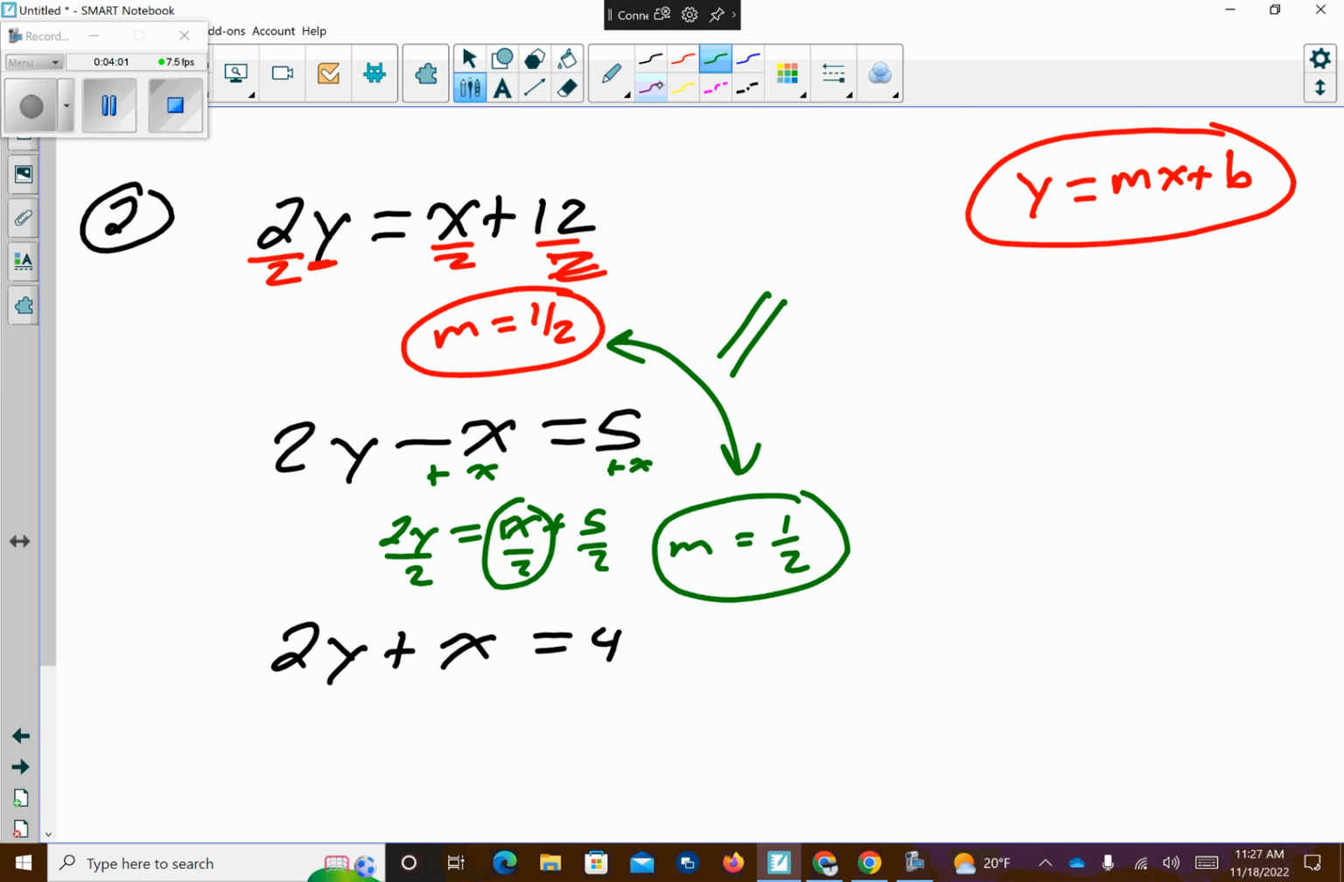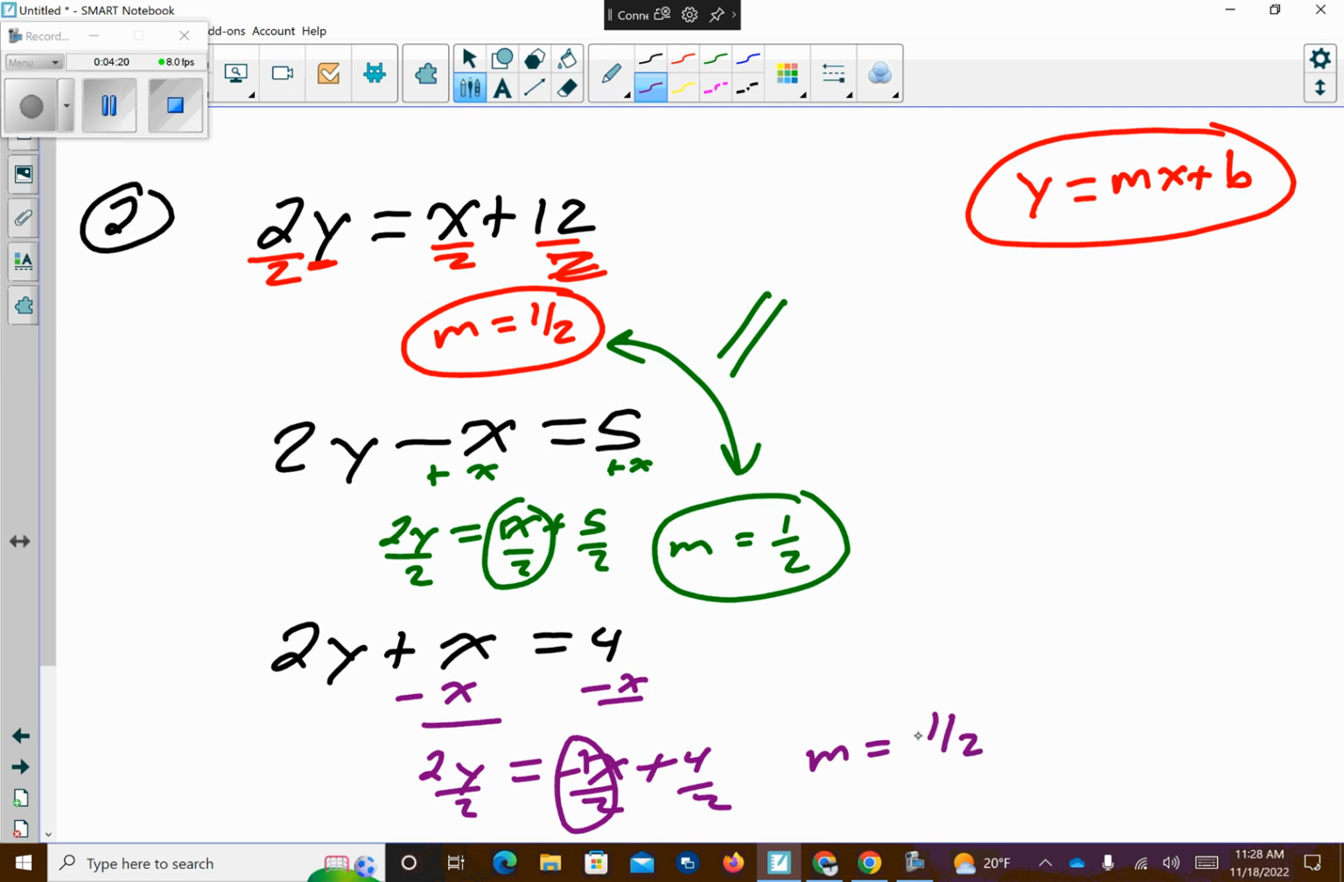All right, last slope I want to find. I want to get y by itself. Subtract x, subtract x. Divide by 2, divide by 2, divide by 2. This is where the slope lives. So I get a slope of negative 1/2. Is negative 1/2 the same thing as positive 1/2? No. Now careful. Careful, think about this.